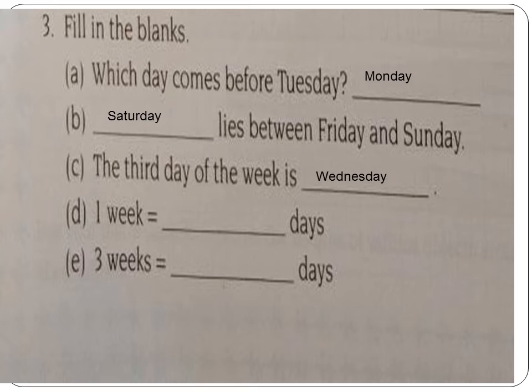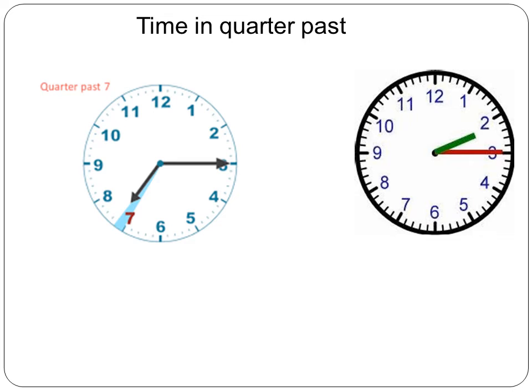1 week is equal to how many days? Count and tell me. Yeah, it is 7 days. So 3 weeks is equal to how many days? 7 into 3. It is 21 days. Yes, children. Next we are going to learn time in quarter past.